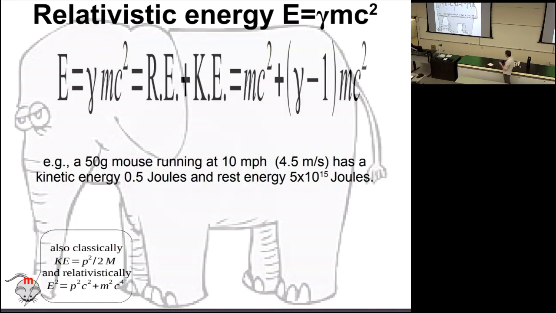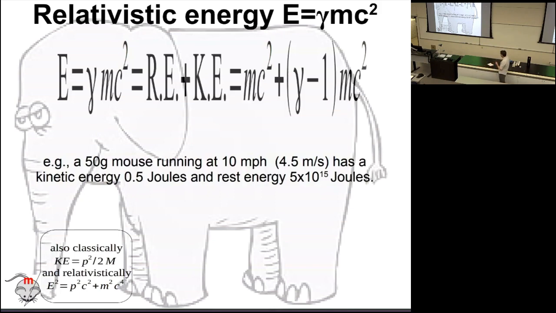Here, in this little example, I'm imagining that our little old mouse down here is running away from the elephant at 10 miles an hour. Okay, so the mouse is running at 10 miles an hour, and I'm asking the question now, how much energy does that correspond to the mouse having? How much kinetic energy associated with the mouse's motion? How much mass energy associated with the mouse's mass? So I'm going to calculate those two contributions to the energy.